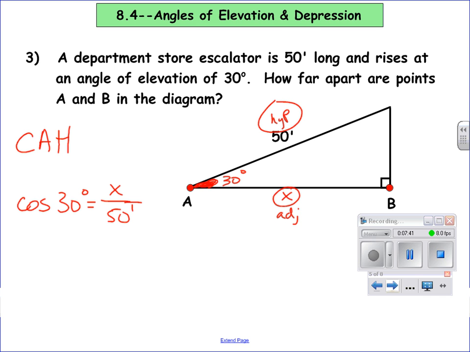Okay, we go ahead and do a couple punches in our calculator, and that guy is done. Oops, I forgot to hit that button here, so real quick. So cosine 30 times 50 feet, 43.3 feet.